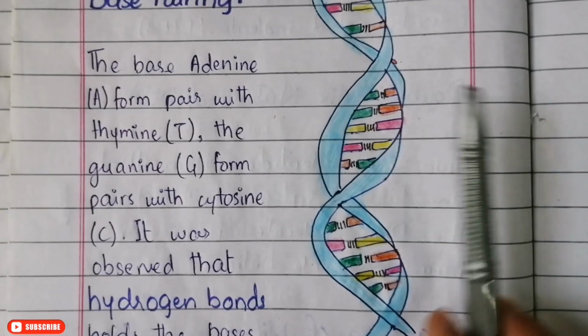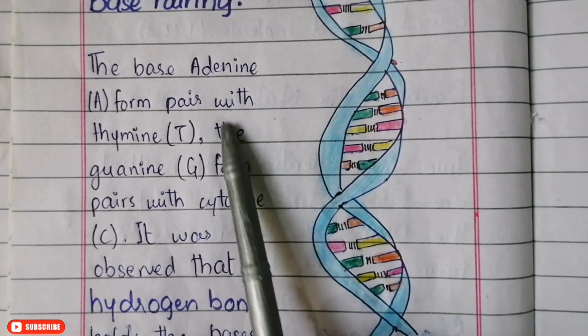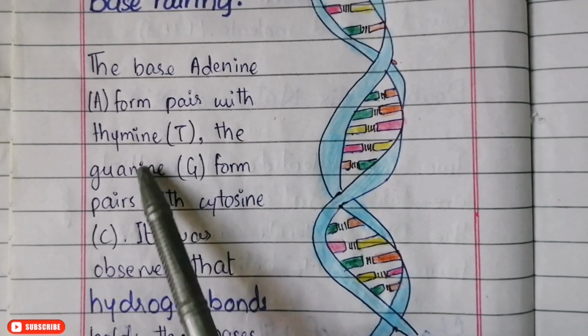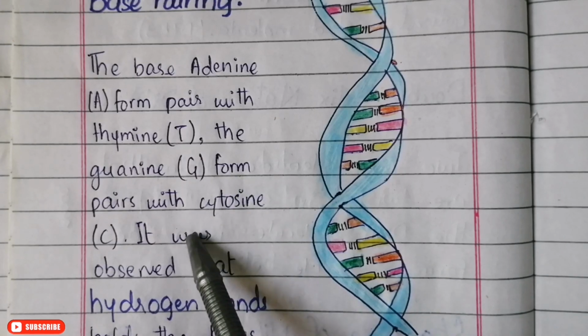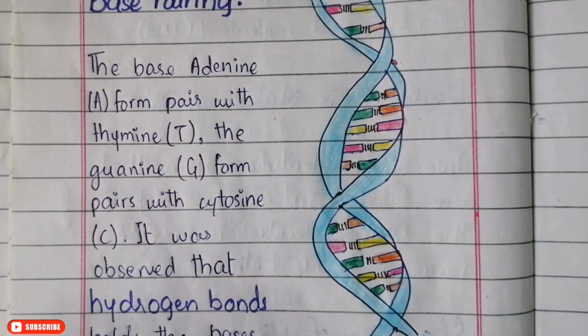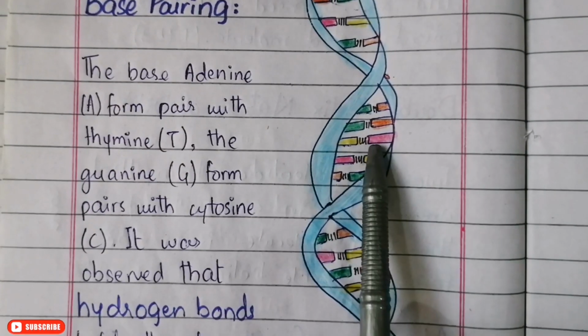Base pairs are combined together, they stick together, and adenine always forms a bond with thymine and guanine always forms a bond with cytosine. And which bond do they form? They form the hydrogen bond, like in the case of proteins, which form the polypeptide bond. So let's watch it very carefully.